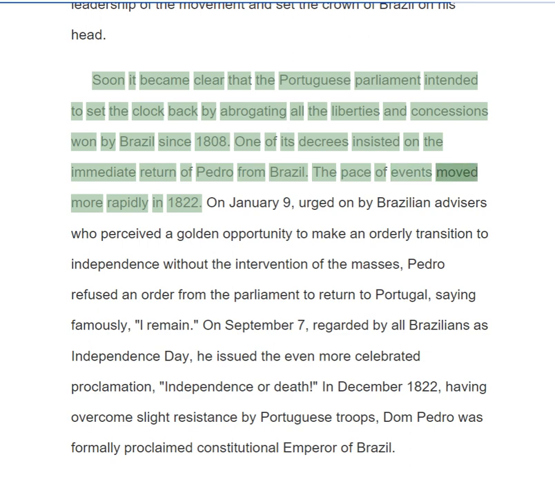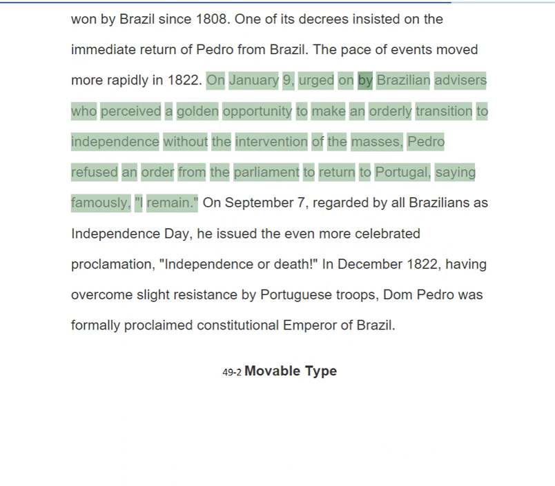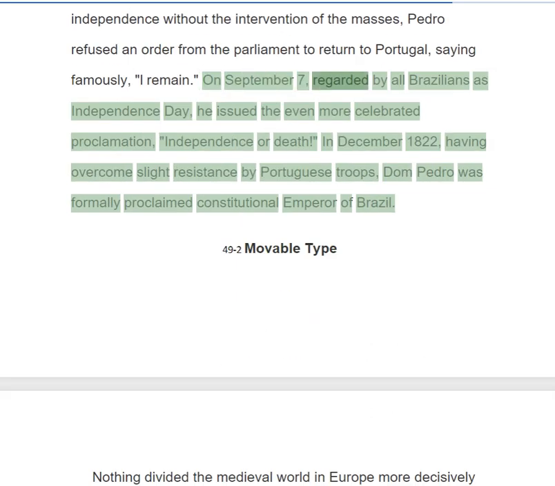The pace of events moved more rapidly in 1822. On January 9, urged on by Brazilian advisers who perceived a golden opportunity to make an orderly transition to independence without the intervention of the masses, Pedro refused an order from the parliament to return to Portugal, saying famously, "I'll remain." On September 7, regarded by all Brazilians as Independence Day, he issued the even more celebrated proclamation, "Independence or Death." In December 1822, having overcome slight resistance by Portuguese troops, Dom Pedro was formally proclaimed constitutional emperor of Brazil.